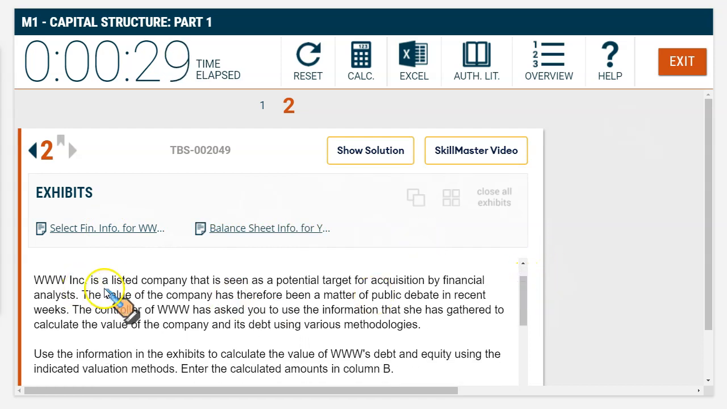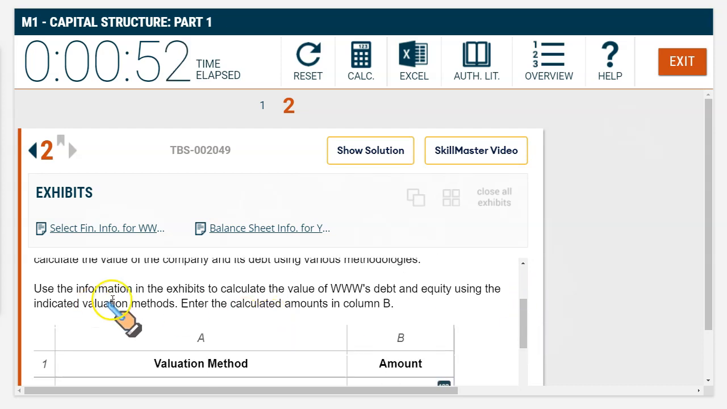WWW Incorporated is a listed company that is seen as a potential target for acquisition by financial analysts. The value of the company has therefore been a matter of public debate in recent weeks, of course for the acquisition purpose. The controller of WWW has asked you to use the information that she has gathered to calculate the value of the company and its debt using various methodologies. Use the information in the exhibits to calculate the company's debt and equity using the indicated valuation method.